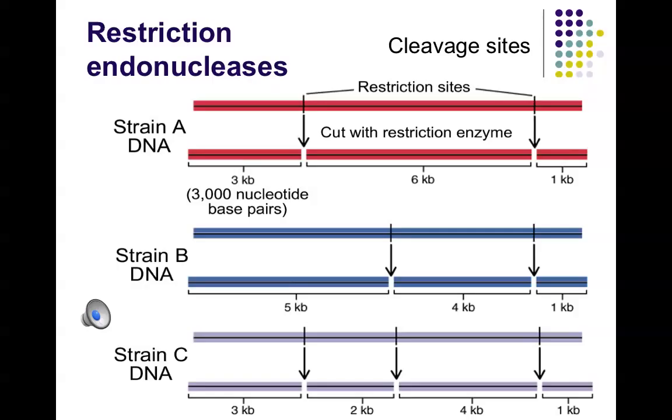So using different endonucleases, we can cut pieces of DNA into different sized fragments and then use those fragments to create recombinant DNA in a test tube or in a bacterium.